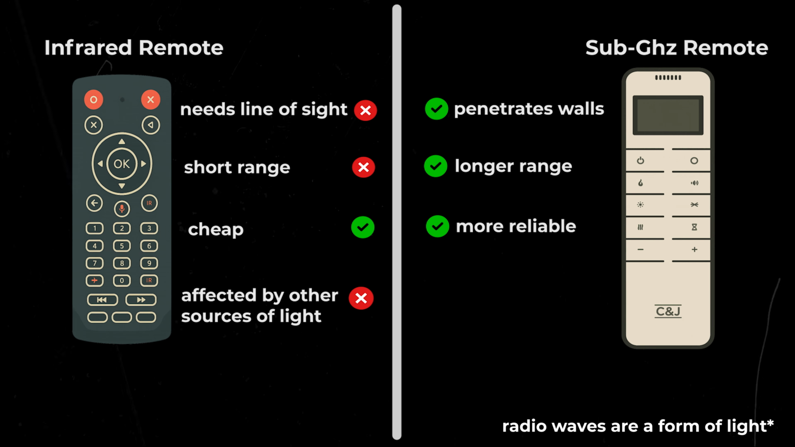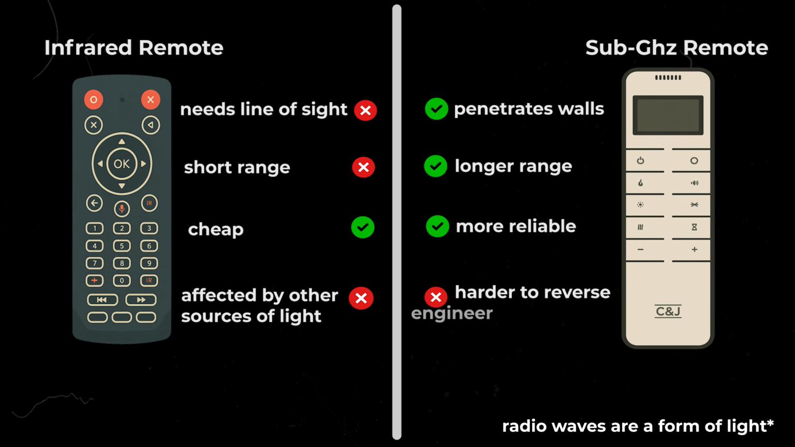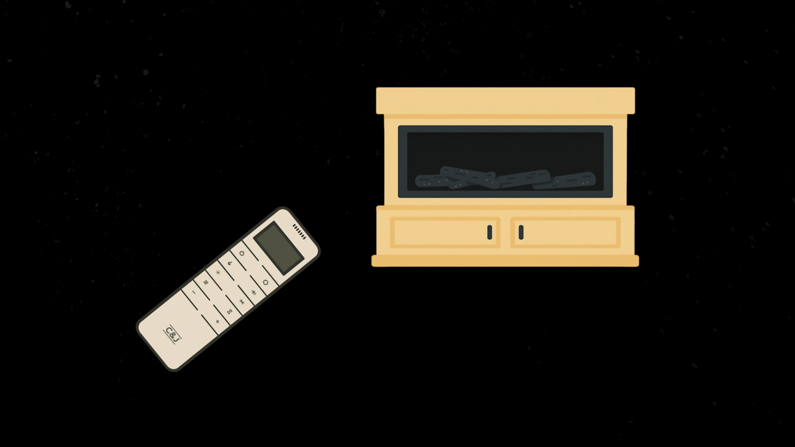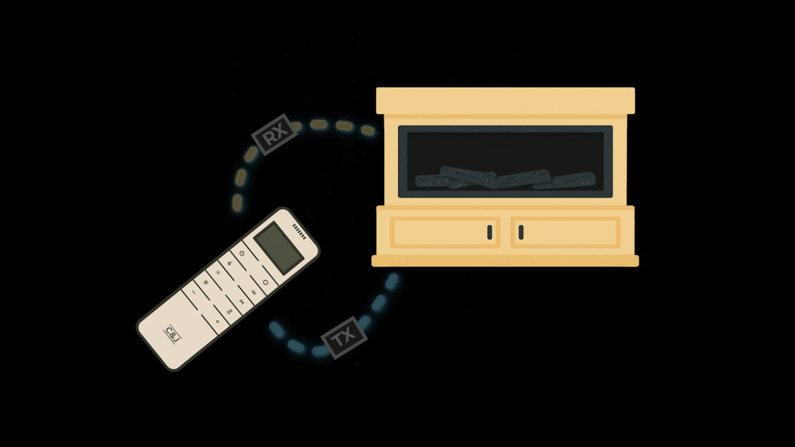Instead, they transmit radio waves at frequencies below 1 GHz, most commonly around 315 MHz up to around 915 MHz, depending on region. These frequencies are much lower than Wi-Fi or Bluetooth, and that gives us some advantages. Because of their longer wavelengths, they travel much further, penetrate walls and furniture, use much less power, and are generally more reliable in noisy environments.